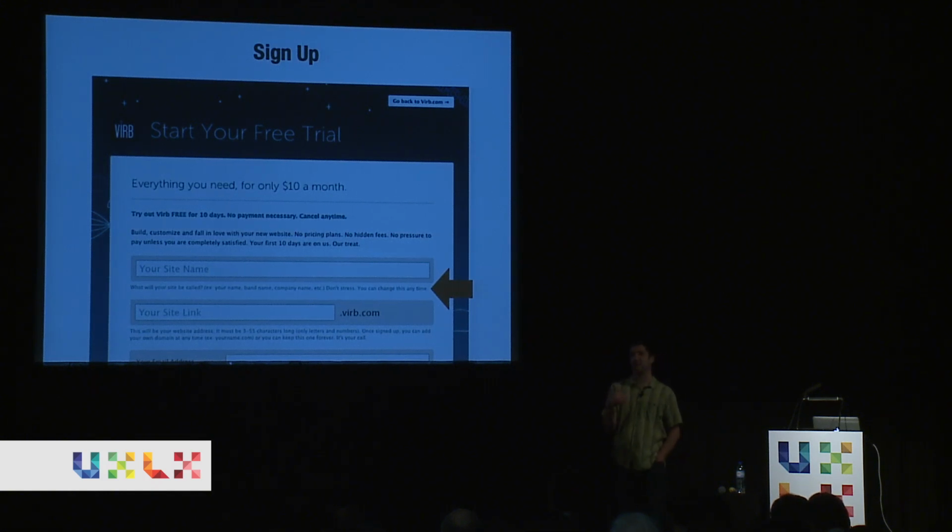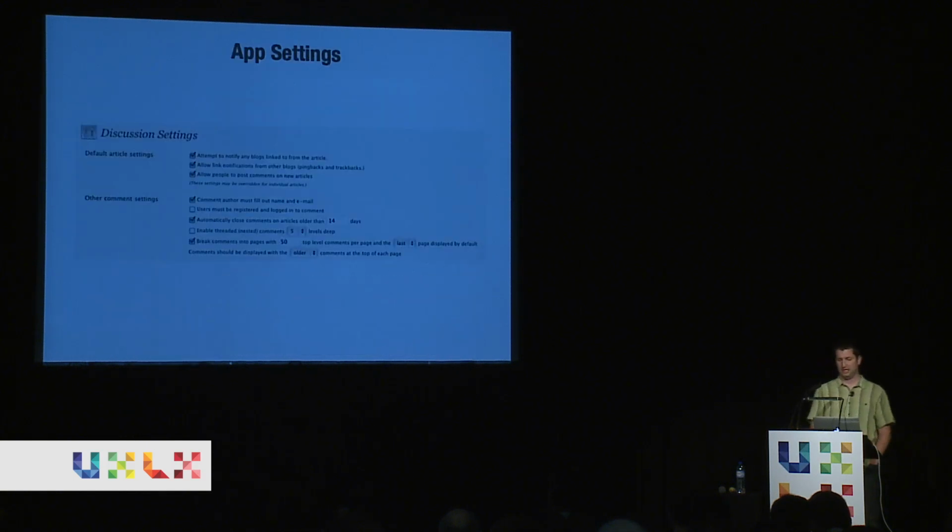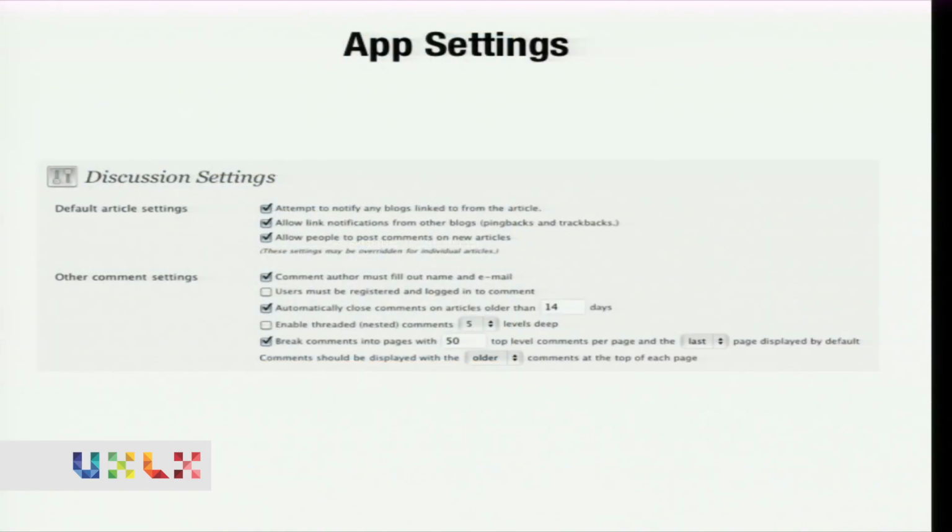It's incredibly valuable to let people know whether or not they can change it. If you can't change it, it's really good to say that too. Like, this is permanent, you can't change this, so you better get it right. We also see microcopy in application settings. This is the WordPress admin screen. And you can see nestled underneath that first set of options is "these settings may be overridden for individual articles."